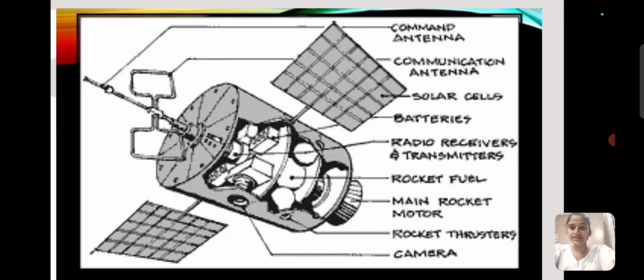So here you can see the diagram of a satellite and its parts. First one you can see is the command antenna. Second, a small square communication antenna, and these two are solar cells. It also consists of batteries, radioactive source, a transformer, rocket funnel, main rocket motor, rocket thruster, and one camera.